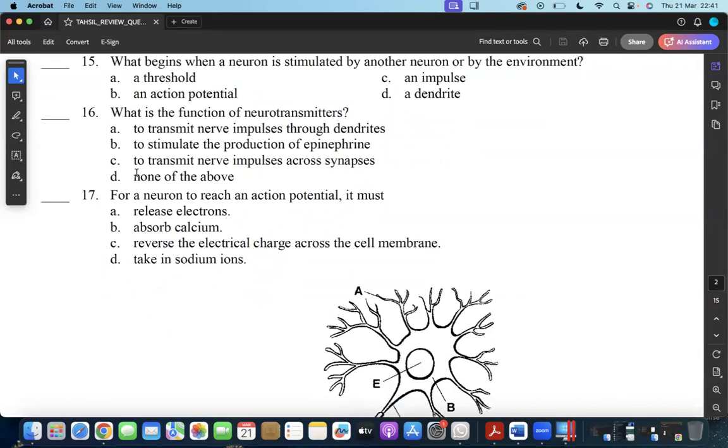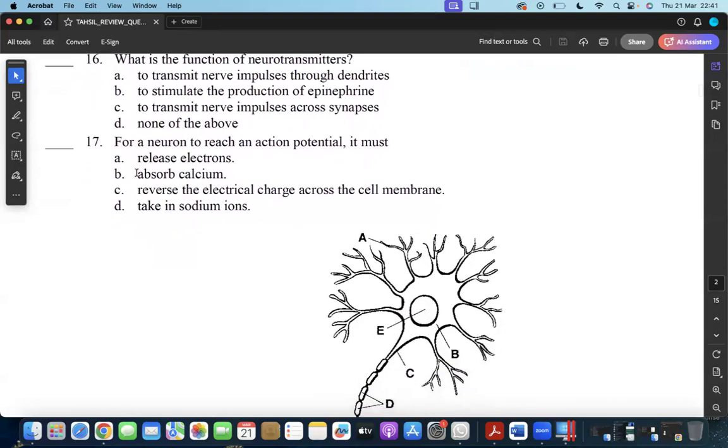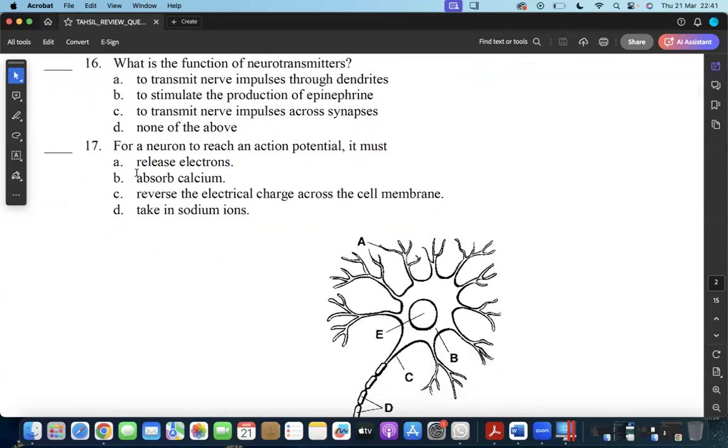Transmit nerve impulses through dendrites, not that correct. Stimulate the production of epinephrine, not really. None of the above, that's not correct. So the most correct one is C. So question number 16 is C.